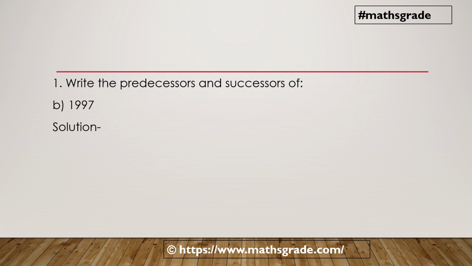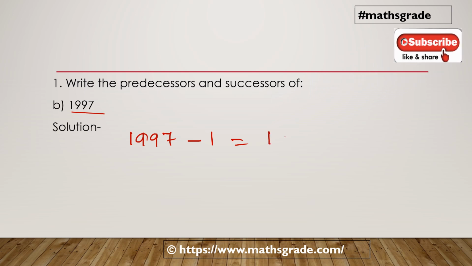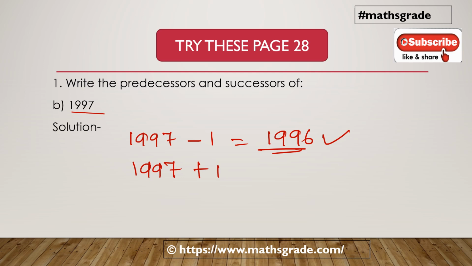Now question number second bit B 1997. Predecessor of 1997 is, we have to subtract 1 from the number 1997. So 1997 minus 1 is 1996. And 1996 is the predecessor of 1997. And successor of 1997 is, we have to add 1 with the number 1997. So successor of 1997 is 1997 plus 1, which is 1998. And 1998 is the successor of the number 1997.